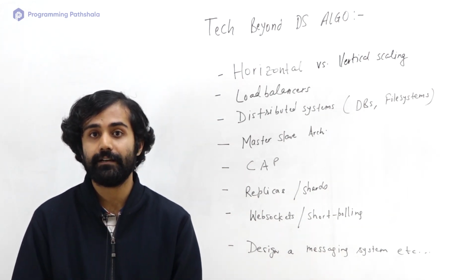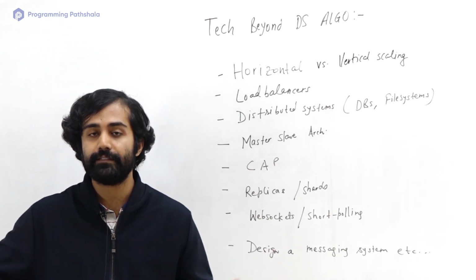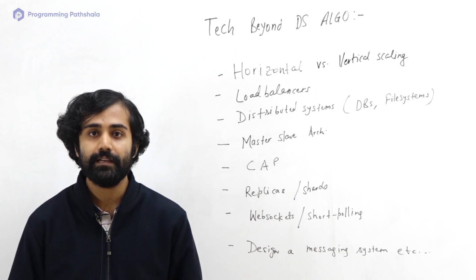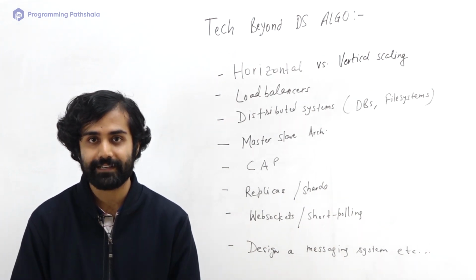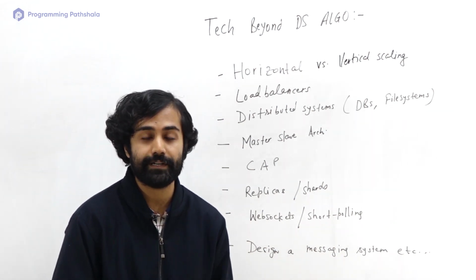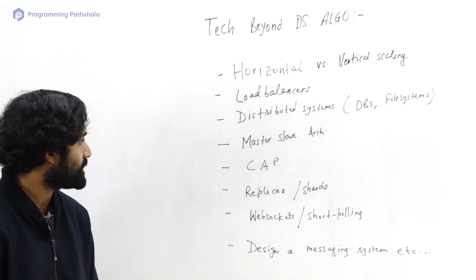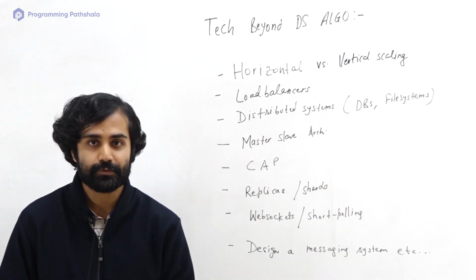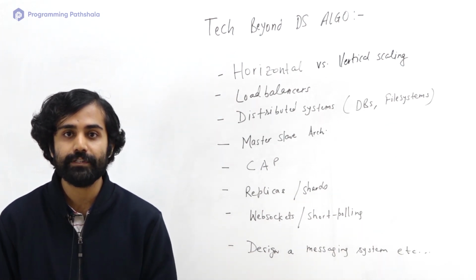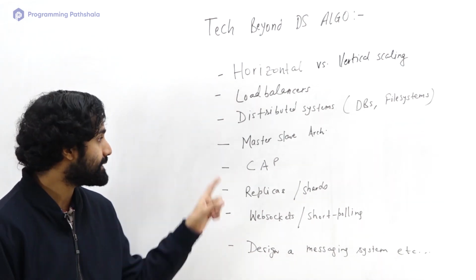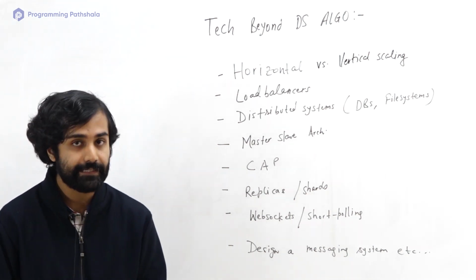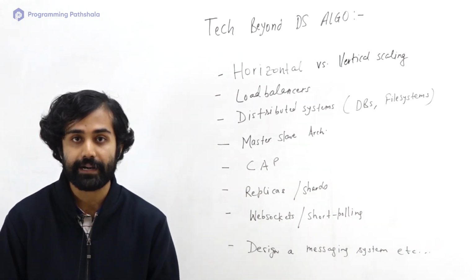Now, let's say you have a distributed file system where the files are distributed across different computers. How do things work out there? That's an important thing to understand in the case of distributed systems. With distributed systems comes the concept of CAP. There is a very well-known theorem called the CAP theorem, where C stands for consistency, A stands for availability, and P stands for partition.